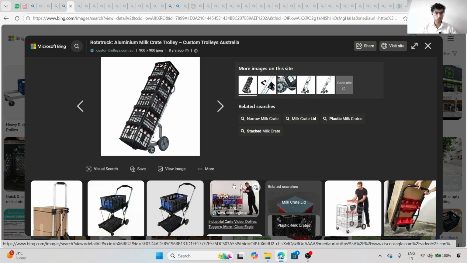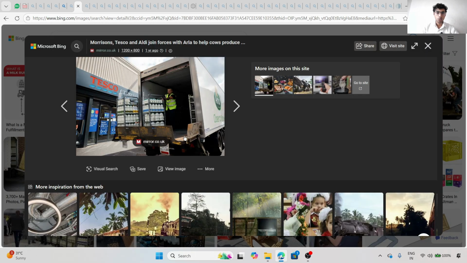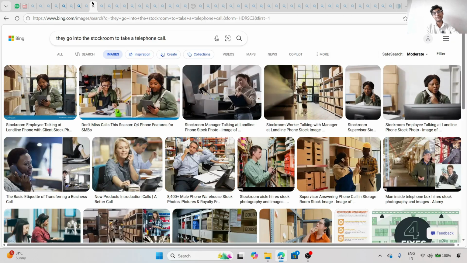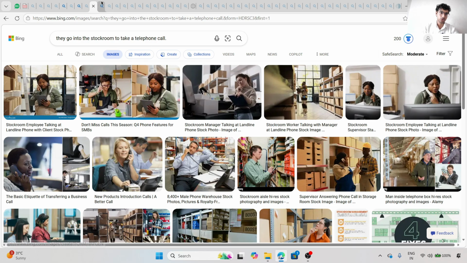Here the supervisor notes the spill, but before he could give any assistance, he goes into the stock room to take a telephone call. At the same time as this delivery, the supervisor has now gone to receive the phone, so he is in the stock room.